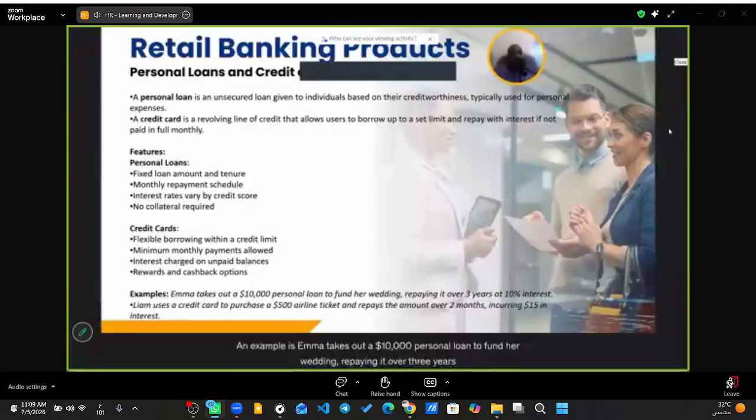An example is Emma takes out a $10,000 personal loan to fund her wedding, repaying it over 3 years at 10% interest. And that is a personal loan. It's fixed, and she will pay about the same amount every month for 3 years and clear it. Liam uses a credit card to purchase a $500 airline ticket and repays the amount over 2 months, incurring a $15 interest.